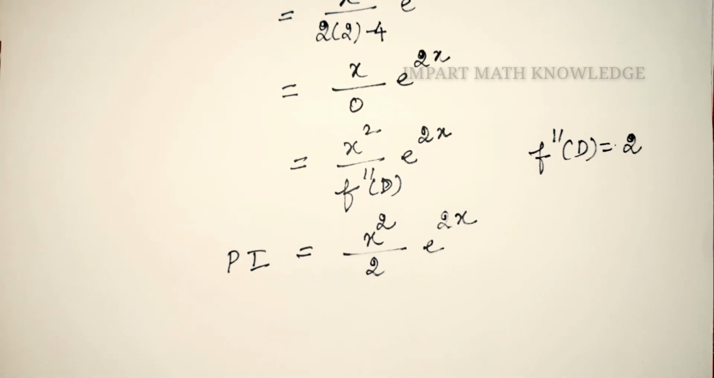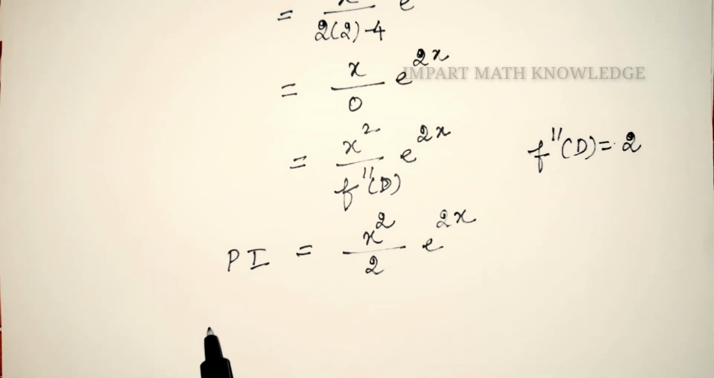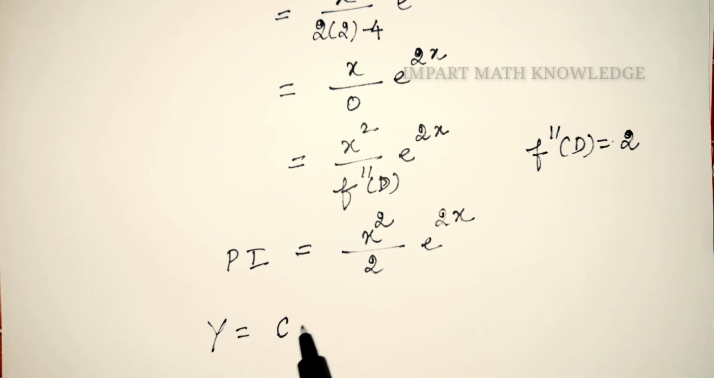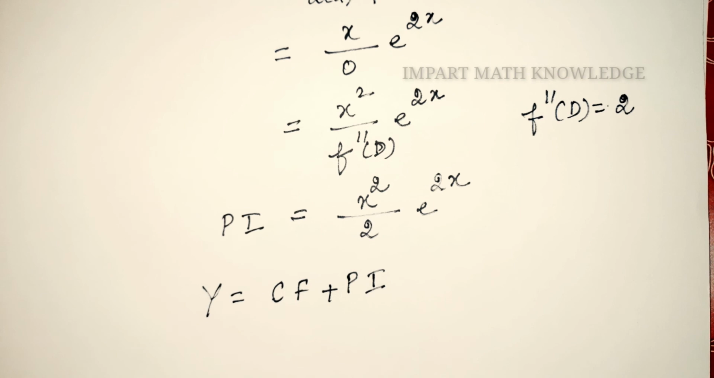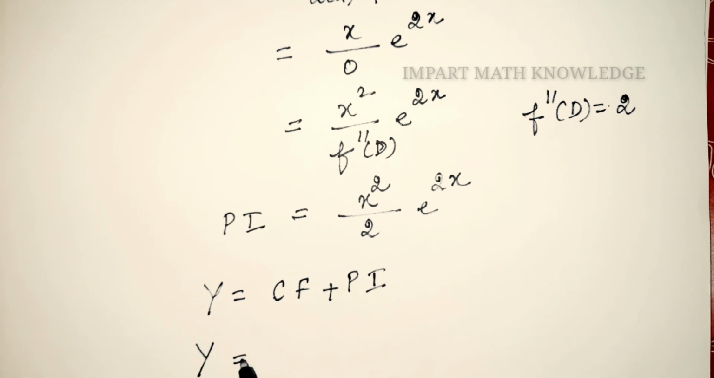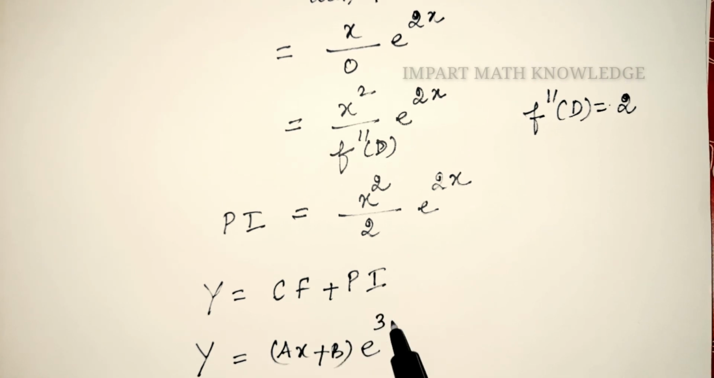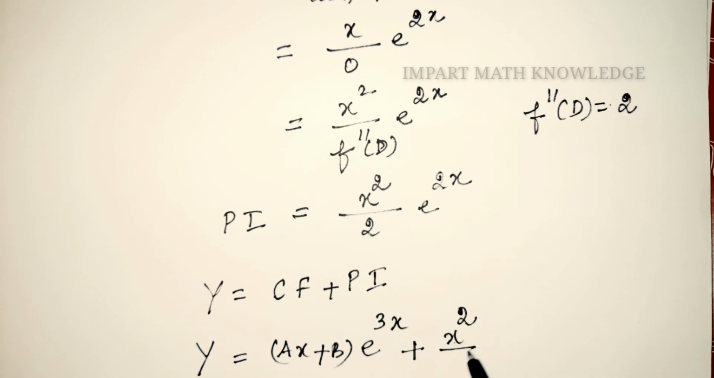Finally, we have to write the general solution. Y is equal to complementary function plus particular integral. Y is equal to, the complementary function is (ax plus b) e power 2x, and the particular integral is x squared by 2 e power 2x.